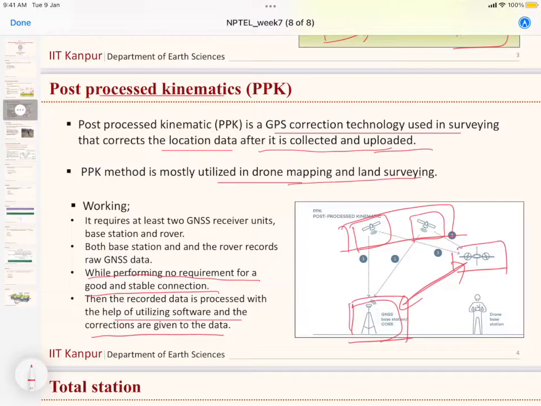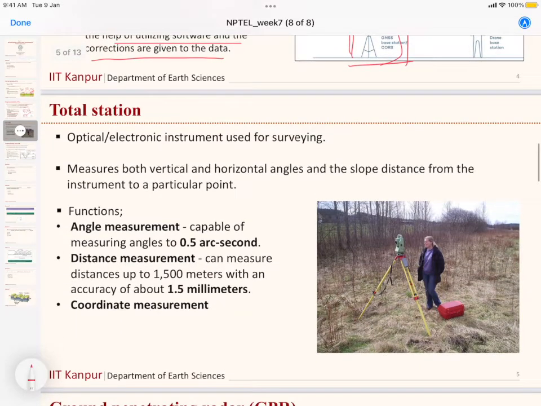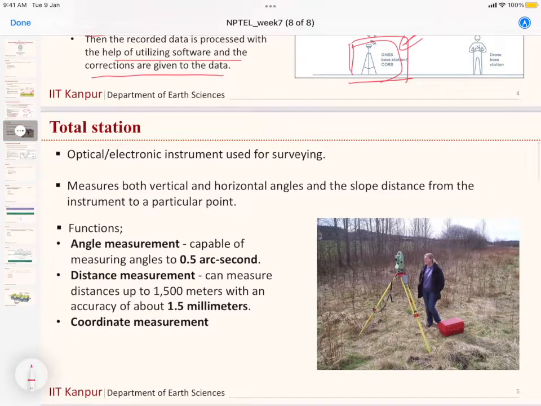Now the third method that we have is the total station. I think you have also performed this total station, because it is a very classic method of surveying.